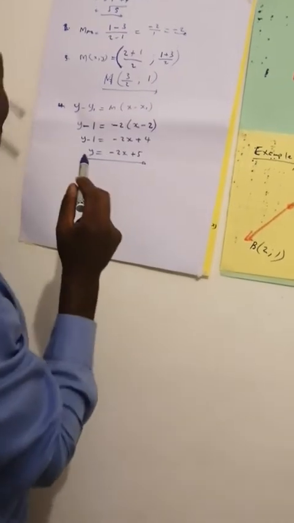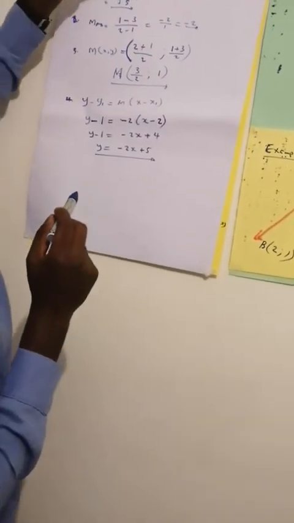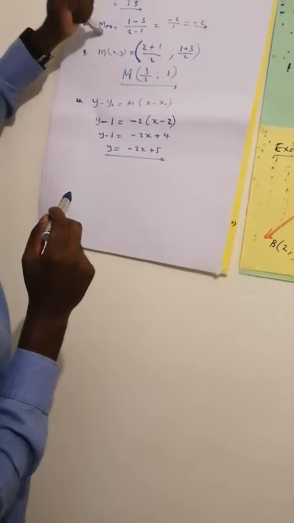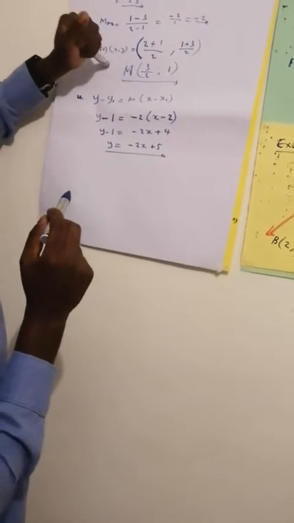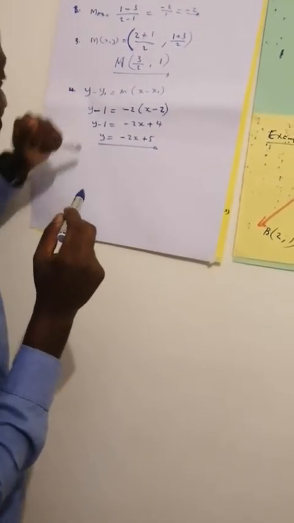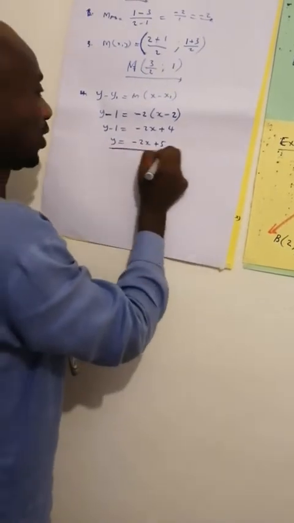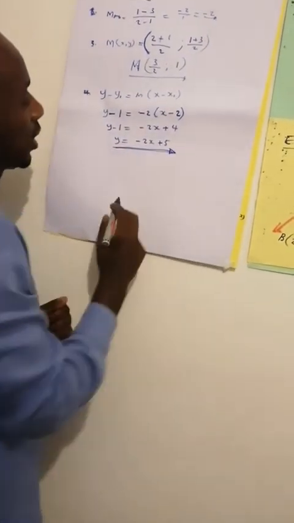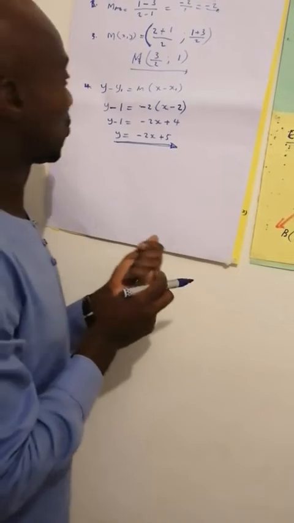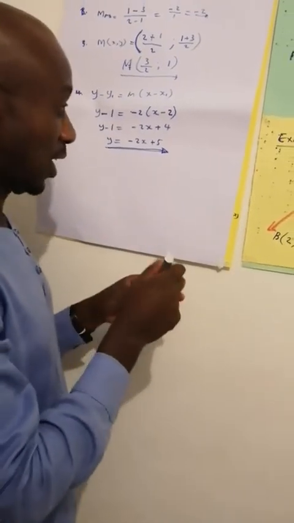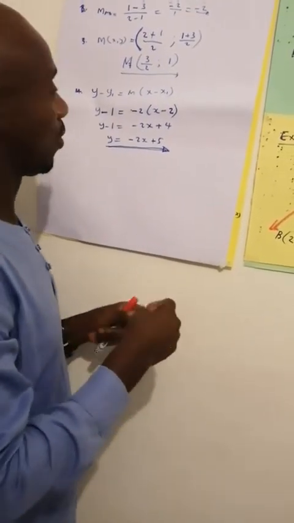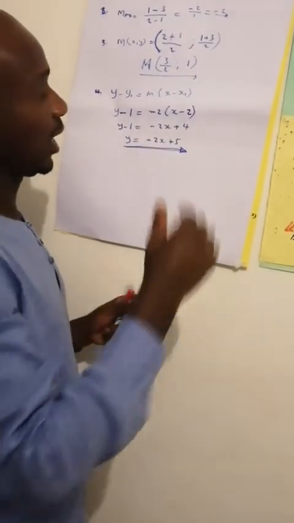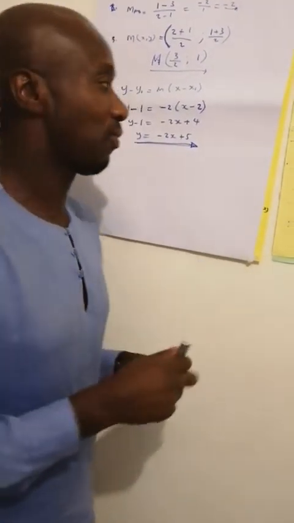First, we're calculating the distance, then the gradient, then the midpoint. After that, we're calculating the equation of a line. On our next session, we'll go advanced. We'll check the perpendicular lines, parallel lines, collinear, and all those things for grade 10, 11, and 12.